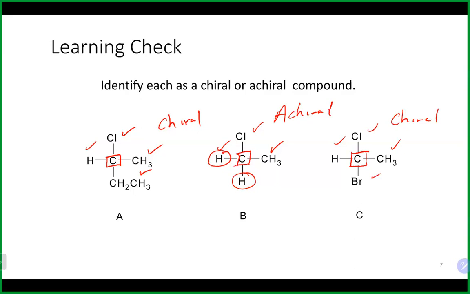Which one of these mirror images can you superimpose? Okay. It would be B, right? A and C, the mirror image will not superimpose because they are chiral. Yeah. Okay.